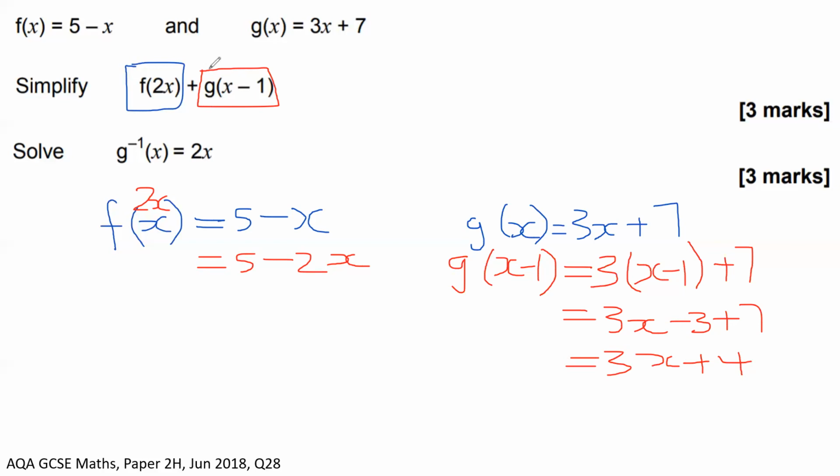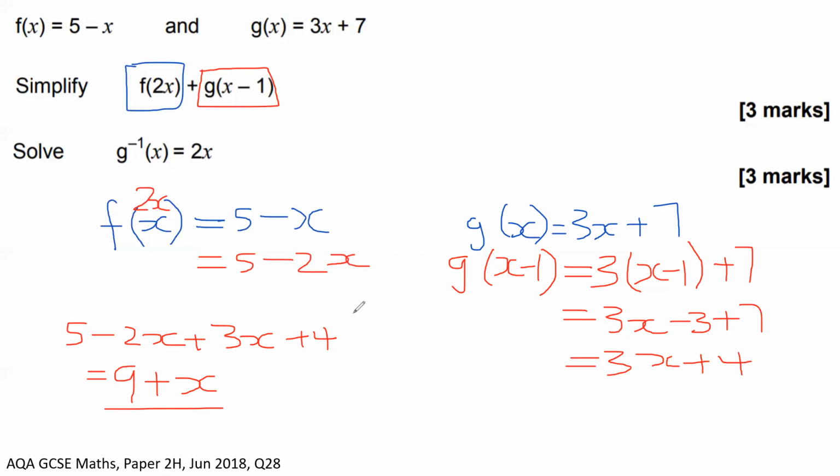If we go back to the original question, it wants us to do f of 2x plus g of x minus 1. We've got f of 2x over here, and g of x minus 1 here. If we add the two together, we end up with 5 minus 2x plus 3x plus 4. If we simplify that, 5 plus 4 is 9, and minus 2x plus 3x is plus x. So the final answer to the first part is 9 plus x, or x plus 9.